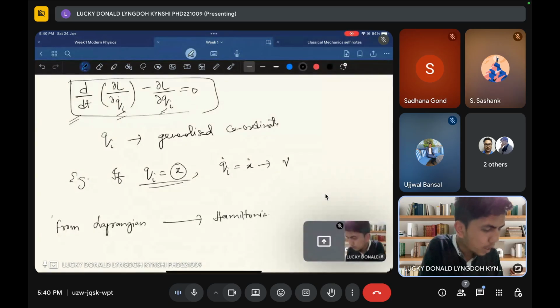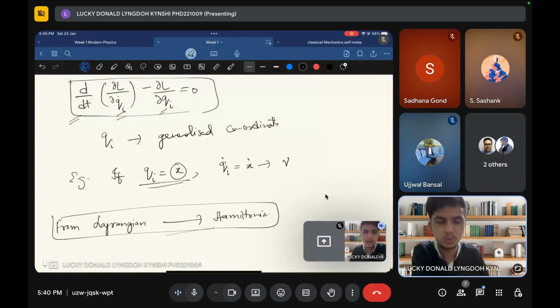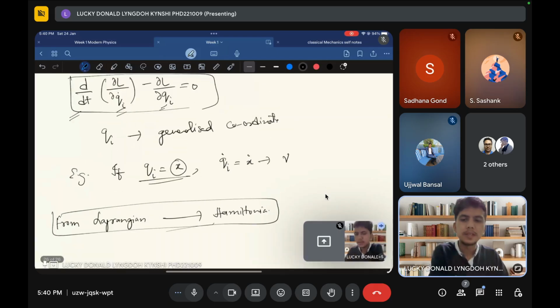Right? And why is it so? Okay, why is it so? It's because we start initially from Newton, then Newtonian mechanics, then we go to Lagrangian to solve the problems, and now we go to Hamiltonian mechanics. Why is that so?